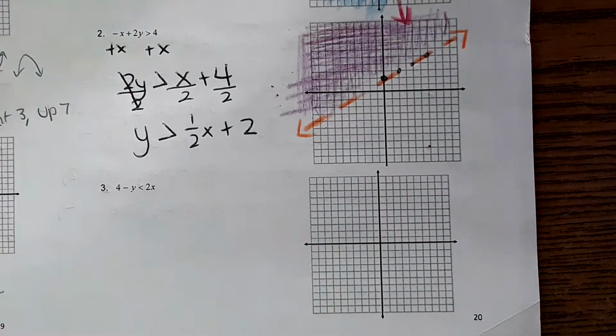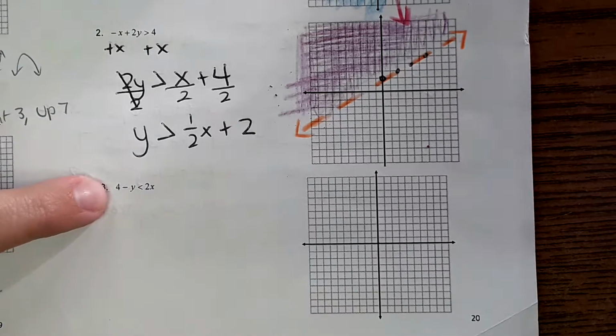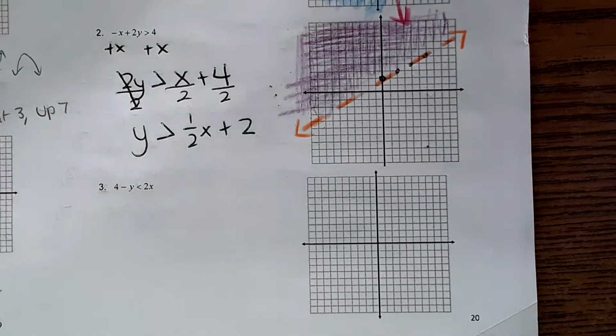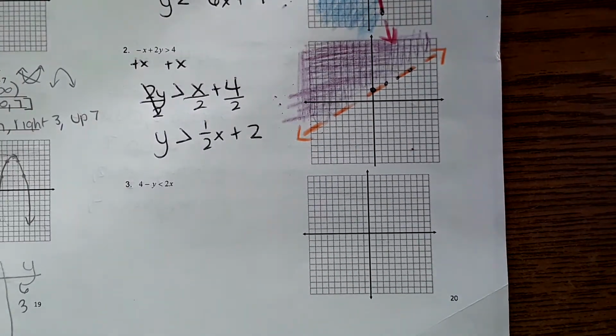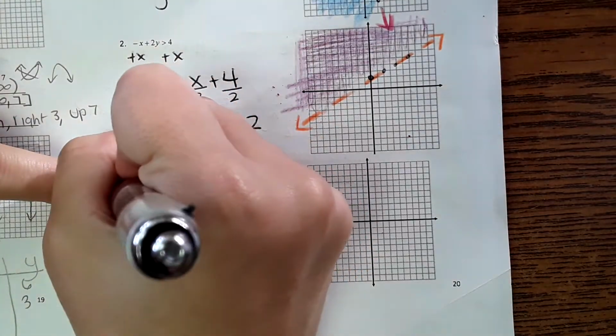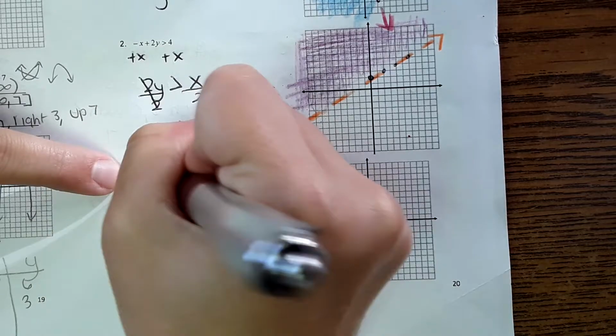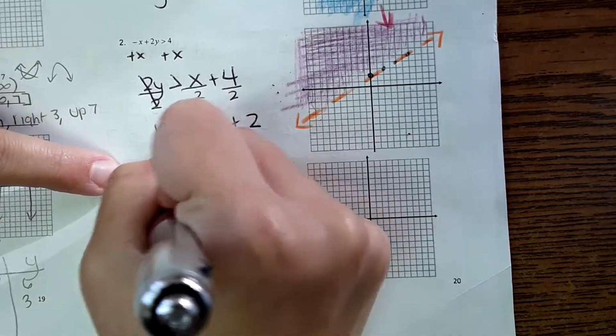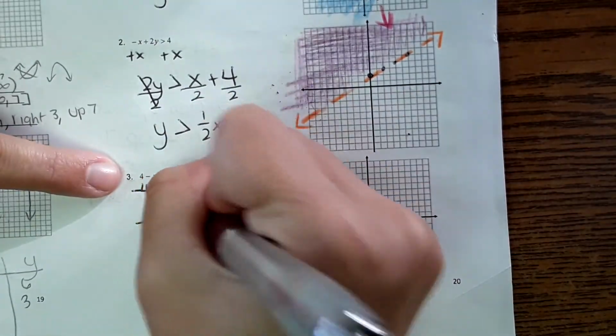Next one, same idea. With this one, we're going to have to divide by a negative. And do you remember when we divide by negatives in an inequality, we have to change the sign in the other direction? So be on the lookout for that. So first step, subtract 4 from both sides. Negative y is less than 2x minus 4.